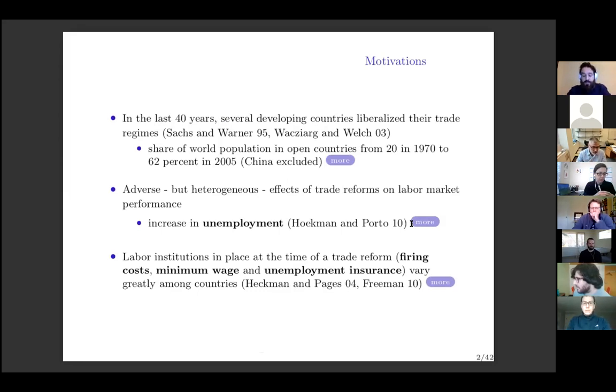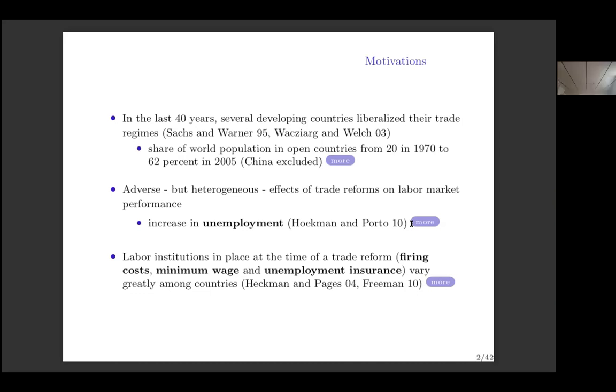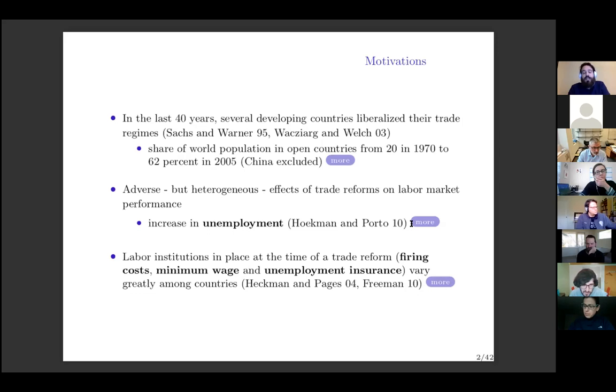But most importantly, it's a paper that is motivated by two facts that have gone hand in hand with trade liberalization. The first fact is empirical evidence about some level of disruption in the labor market following a trade liberalization. In particular, there is evidence of an increase in unemployment following reductions in trade costs, though this evidence seems to be quite heterogeneous across countries. The second fact is that there has been a large heterogeneity in labor market institutions in place at the time of the trade liberalization. And when I talk about labor market institutions, I mainly refer to firing costs or employment protection legislation, minimum wage regulation, and unemployment insurance.